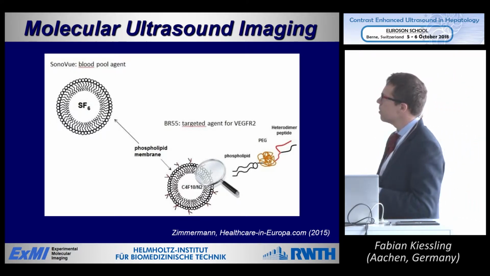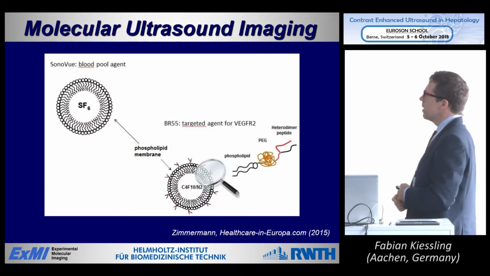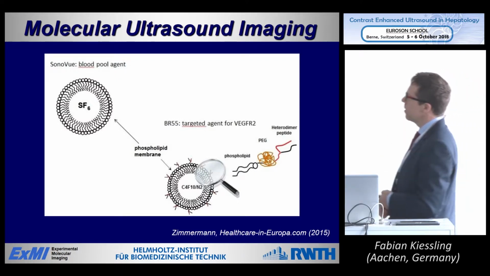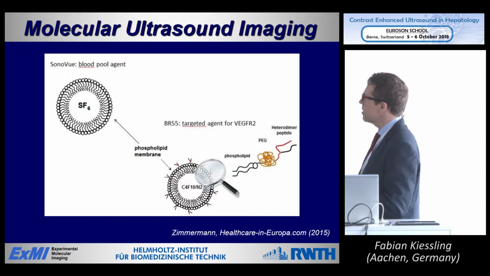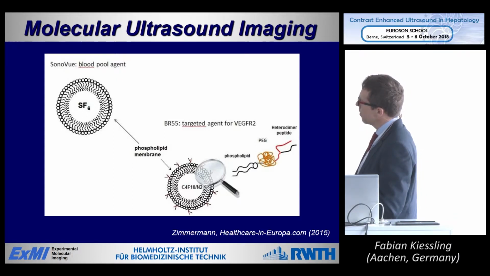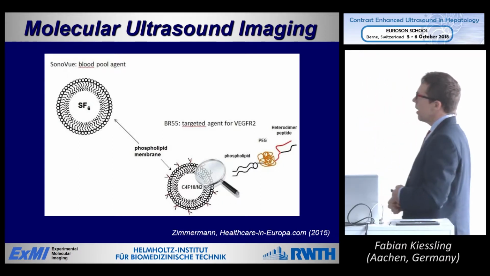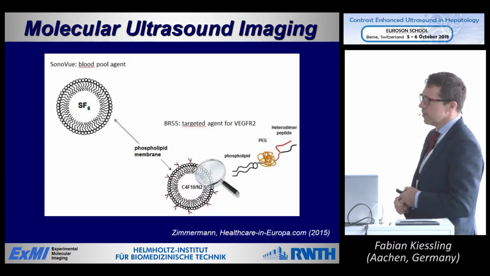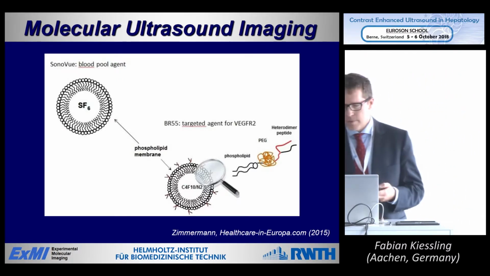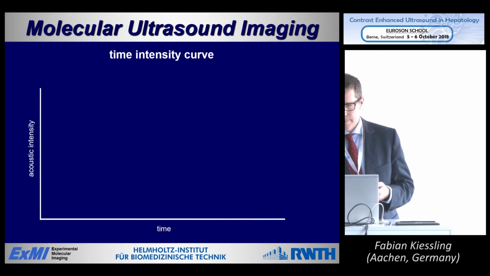So these are the first targeted bubbles that have ever been translated to the clinics, which are sulfur hexafluoride bubbles with a phospholipid shell, to which, via a polyethylene glycol chain, a targeting unit against the VEGF receptor 2 is linked, and VEGF receptor 2 is one of the main angiogenesis factors.